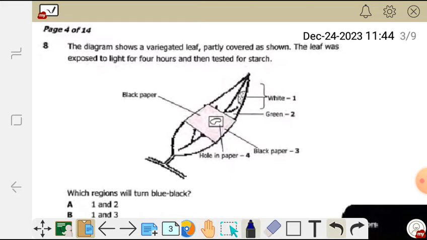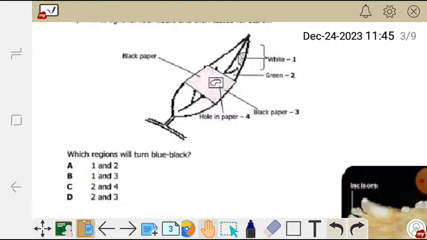Question 8. The diagram shows a variegated leaf, partly covered as shown. So this leaf has been partly covered by a black paper here. And then the leaf was exposed to light for 4 hours and then tested for starch. So it was exposed to light while it was covered with a black paper, and the black paper has a hole there, for 4 hours, and then after that it was tested for starch.